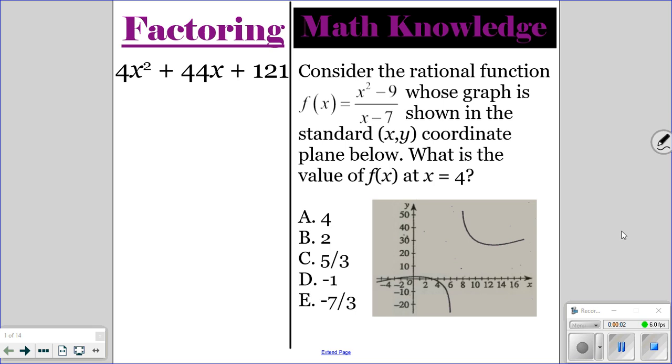All right, so y'all go ahead and do the factoring and the math knowledge question for today. Pause the video, and then once everyone is finished, you can unpause the video, and I'll go over the correct answers. So for the factoring, we're going to do remove, replace, reduce.